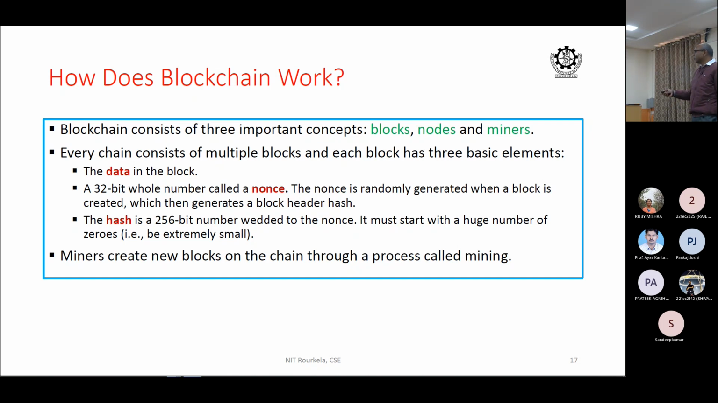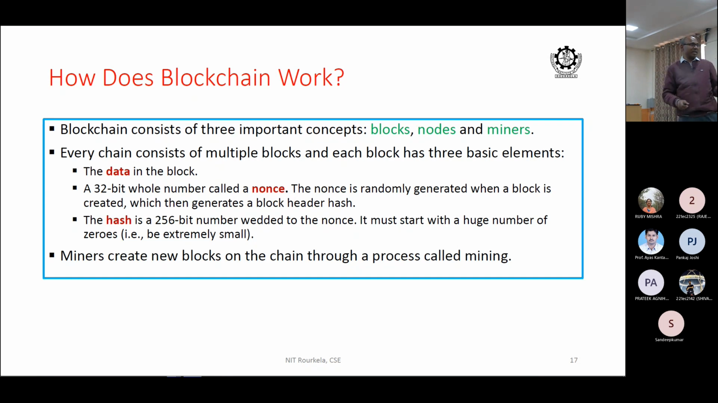A nonce is a random number generated when a block is created, which is then used to generate the block's hash. So basically, it's a random number, and this random number is used to generate a hash. We will discuss how this nonce is being used. Then there is a hash.